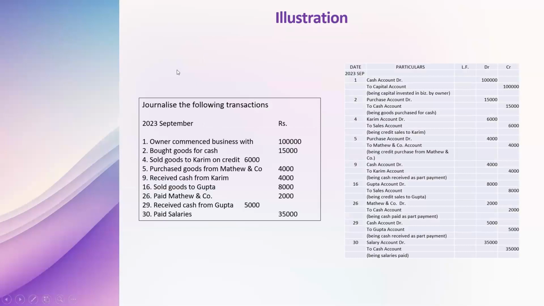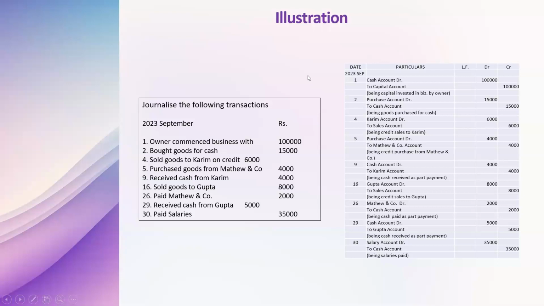So on the left-hand side, you can see in September 2023, these are the transactions which have taken place for this much value. Here, 1, 4 and so on are the dates in the month of September. This is not a serial number, but these are the dates. On September 1st, this transaction was done. September 4th, this transaction was done. And September 30th, this transaction was done. These are the transactions which have taken place, and the task is to journalize these transactions.